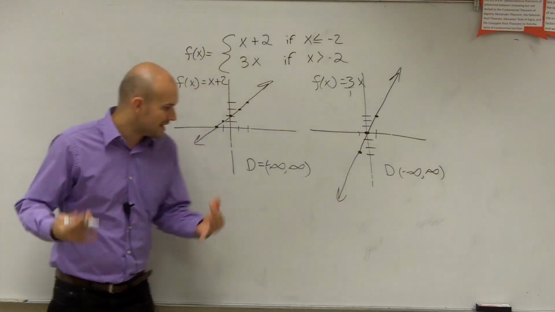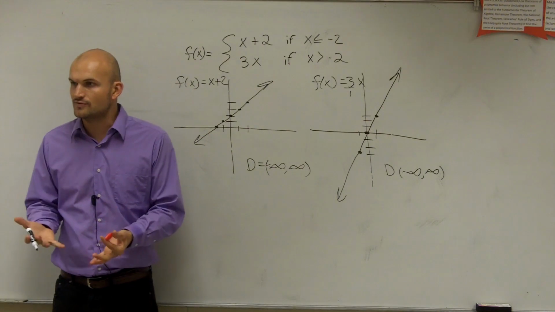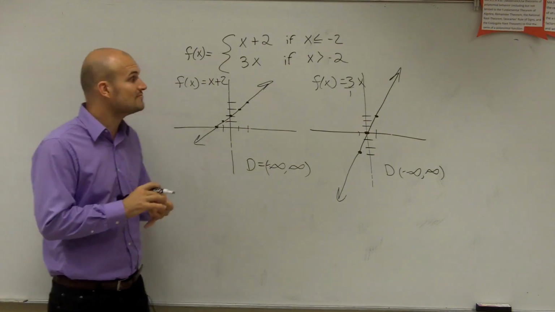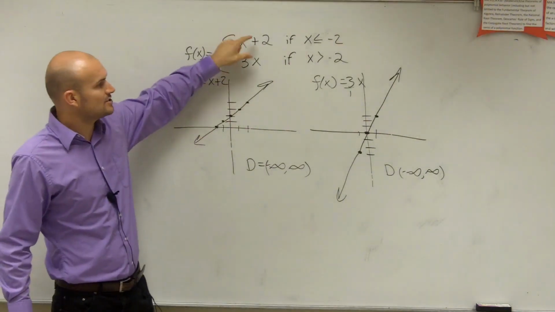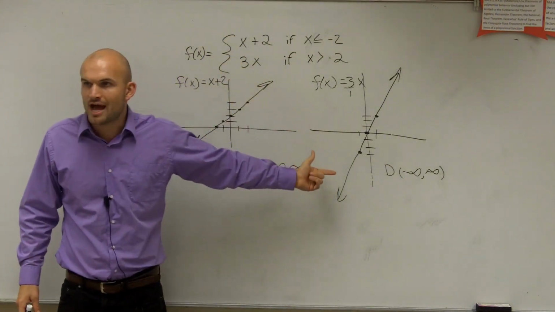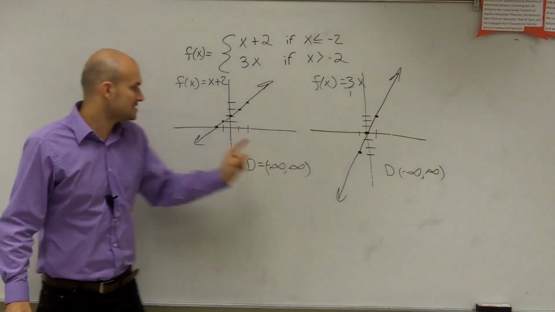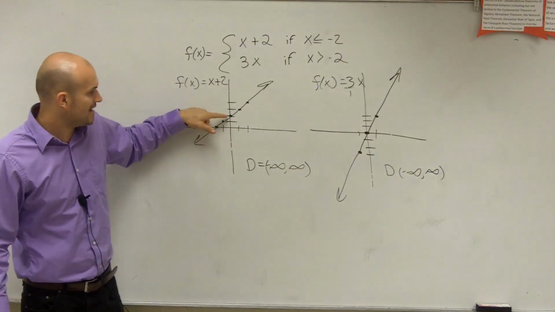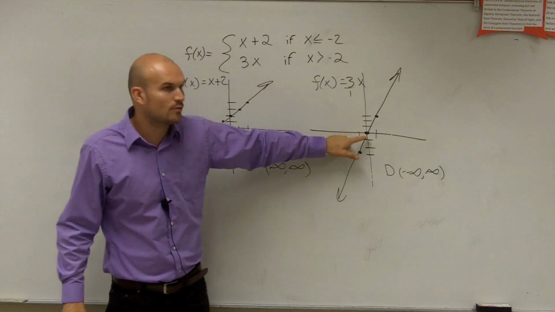All right? So ladies and gentlemen, our piecewise function is telling us, I want you to combine these two graphs. But you can't put these on top of each other. Otherwise, we wouldn't have a function anymore, right? Because look at 0. At 0, I have a y value of 2, and here I have a y value of 0.